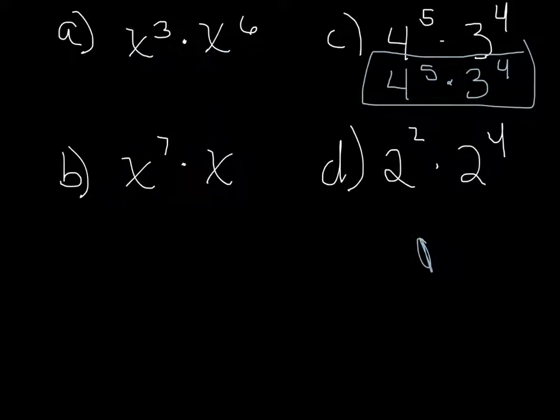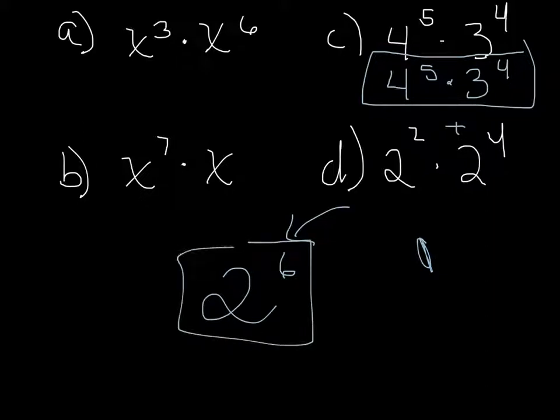Okay. So let's look at D. And D says 2 squared times 4 squared. So again, do we have the same base? Yes. So for D, our base will be 2. And then step 2 says we're going to add the exponents. So we're going to add 2 plus 4, giving us 2 to the 6th. How'd you do? Hopefully pretty good.